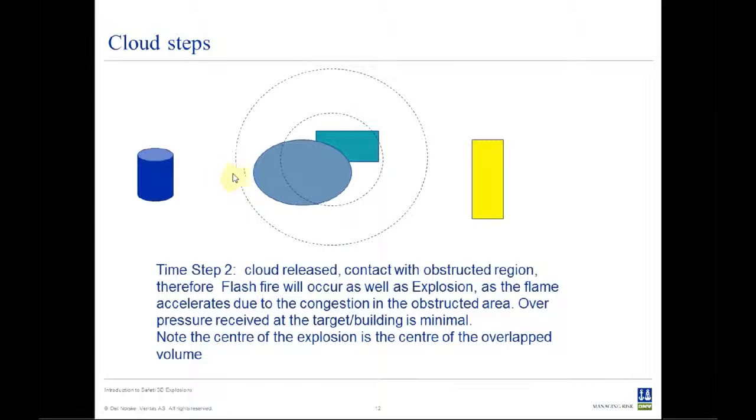Time step 2, the cloud has drifted further downwind and we've now got some intersection between the obstructed region and the flammable cloud. At the centre of the overlapped area is the centre of a blast. And you can see the blast effects travel a certain distance away from the source of the explosion. Outside of the obstructed region, we will experience a flash fire.